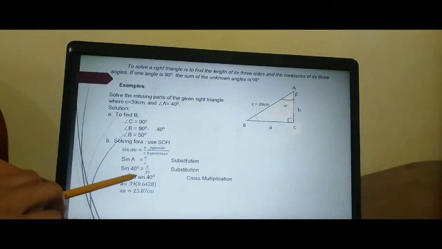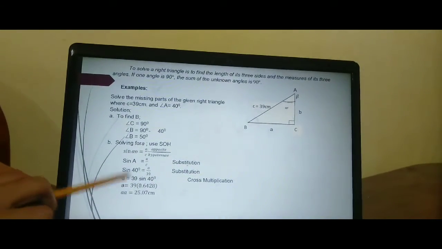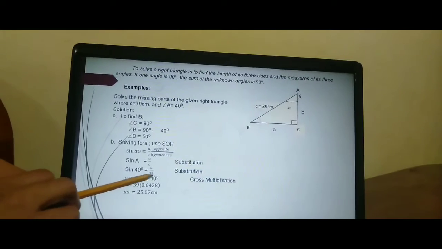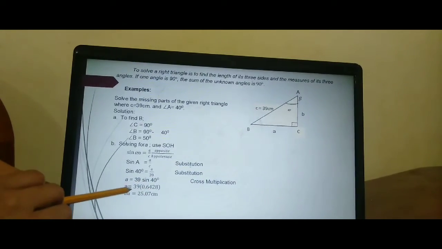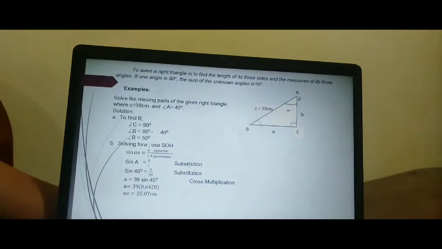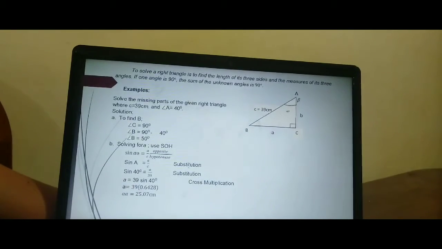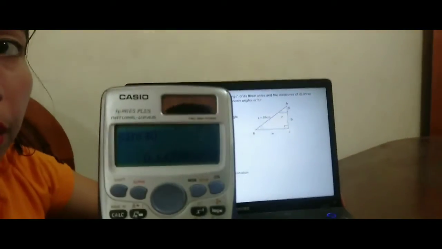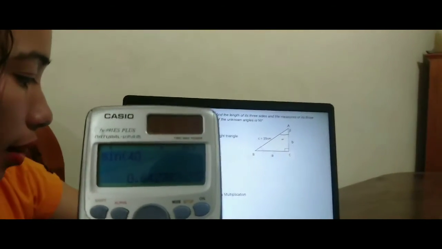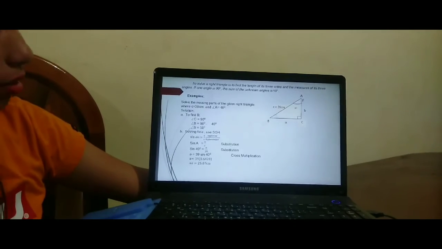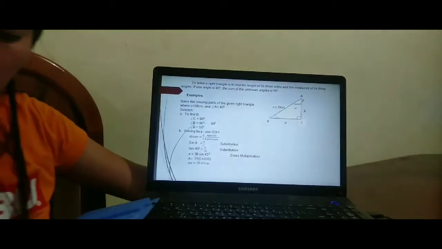So we have to cross multiply. A is equal to 39 sine 40. A is equal to 39 times sine 40. Sine 40 is equal to 0.6428. Okay, nara. So, find B.